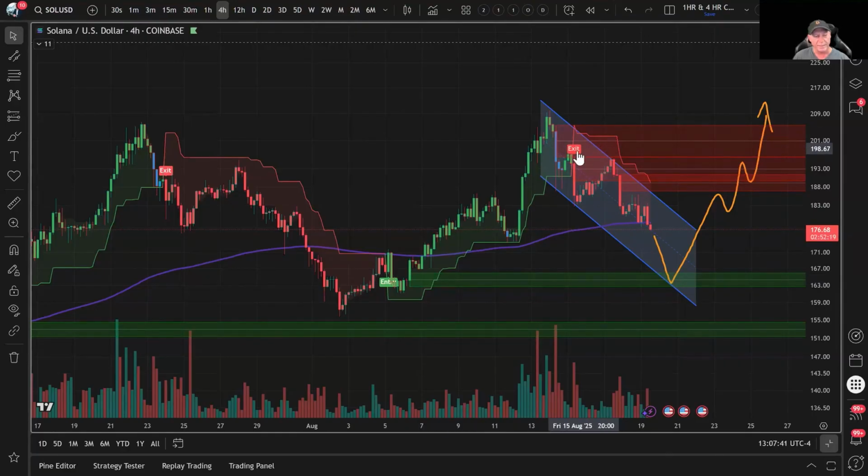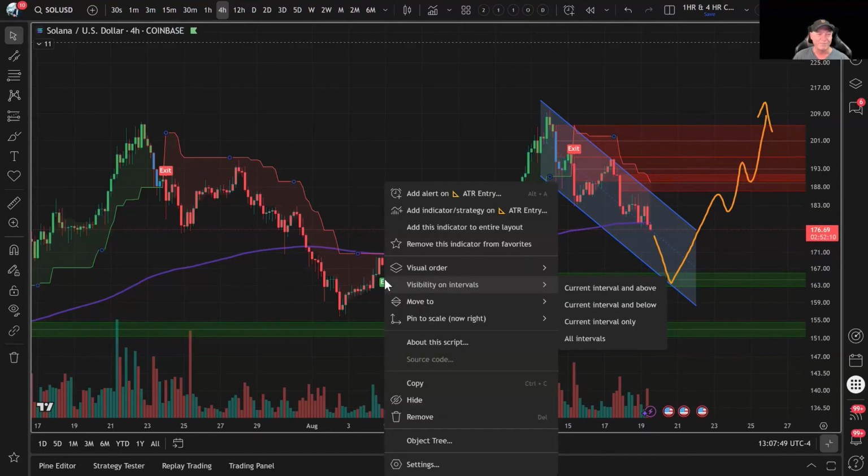And then the exit mode was where the sellers are. So these work very well on the 4-hour chart, and you can also set an alert on that. So let's do that together.